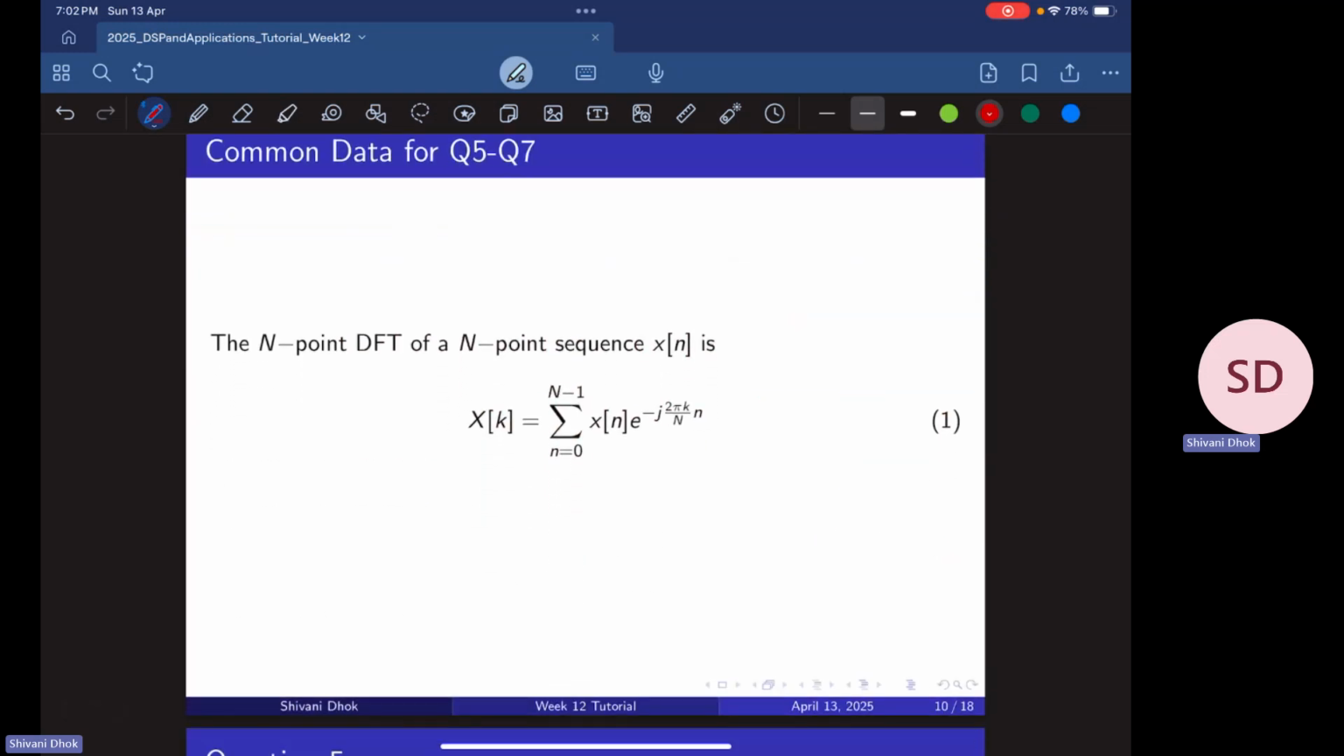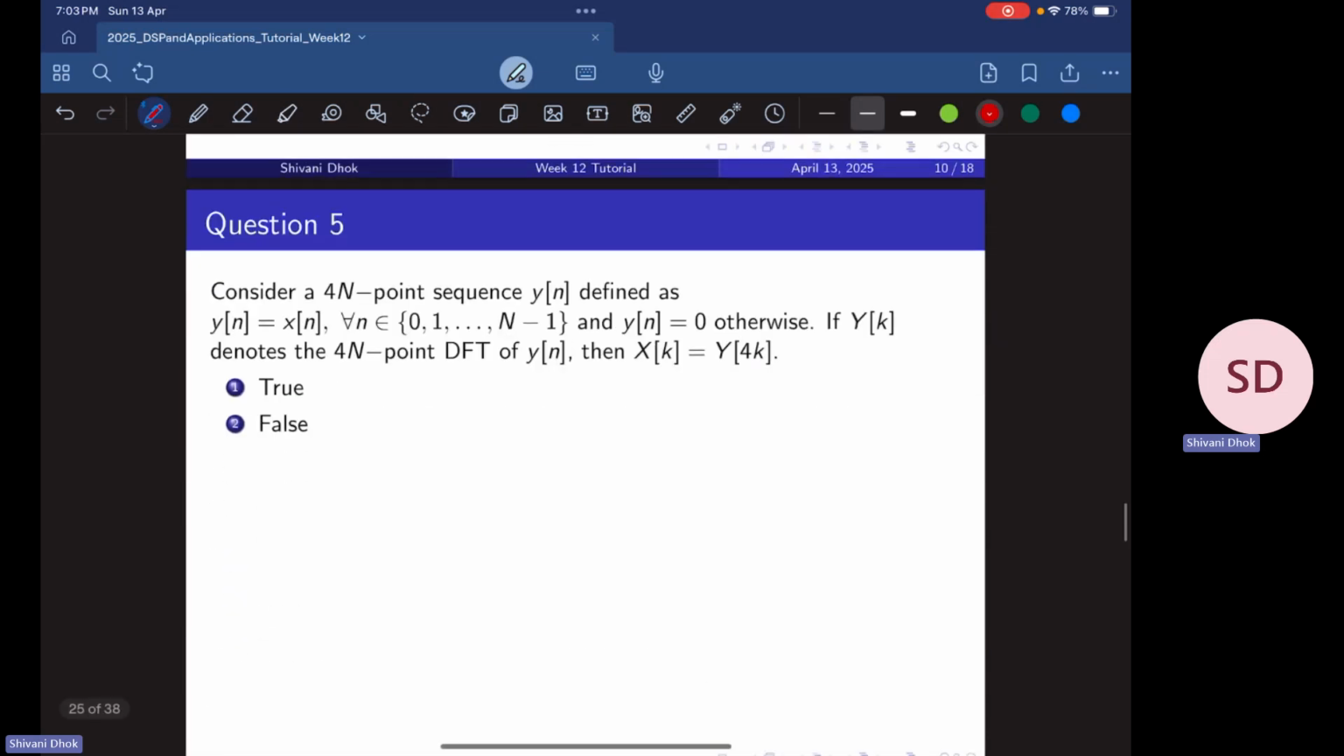So here we are given a common data. It says that the N point DFT of an N point sequence x of n is given by this equation here. And we'll be using this equation frequently in the questions from 5 to 7 and maybe a few questions ahead of them. Okay, so let's start with the first question.